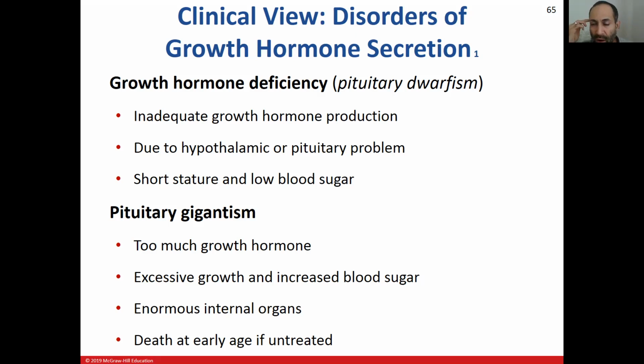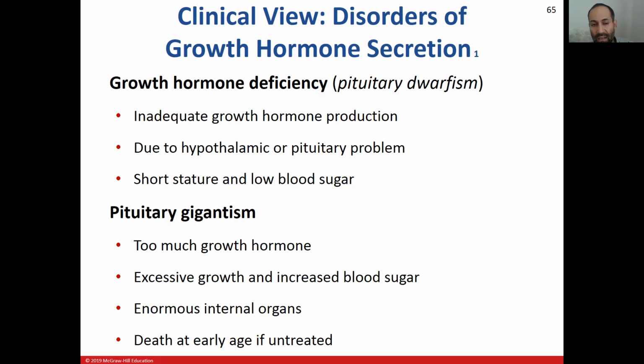Maybe some tumor in the brain or some radiation that was given to the brain. Some viral infections can also damage your pituitary gland. So there's a number of different reasons for why. So you tend to have a short stature, short height, a dwarf, also called dwarfism, and you have low blood sugar. Because remember, growth hormone causes high blood sugar, so lack of growth hormone, low blood sugar. So you have higher chances of passing out because of hypoglycemia, which is low blood sugar, okay?